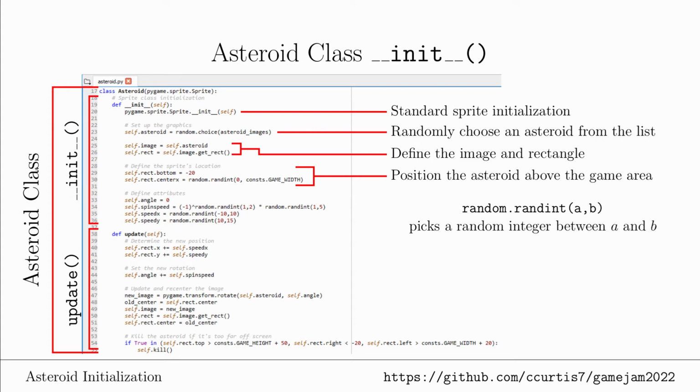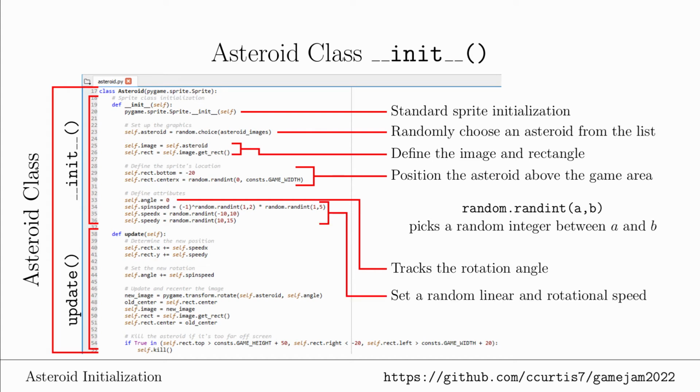Then we're going to define the attributes. Because we're interested in having the asteroids rotate as they fall, we're going to need to keep track of the angle. We're also going to need to calculate a fixed random speed for the rotation. This formula looks complicated, but it's actually just picking a random plus or minus sign and multiplying that by a random number from 1 to 5. Then we pick a random horizontal speed between -10 and 10, and lastly, a random vertical speed between 10 and 15. With all of these randomized values, the asteroids will not show any patterns, and will have a slightly chaotic feel that you might expect when flying through an asteroid field.